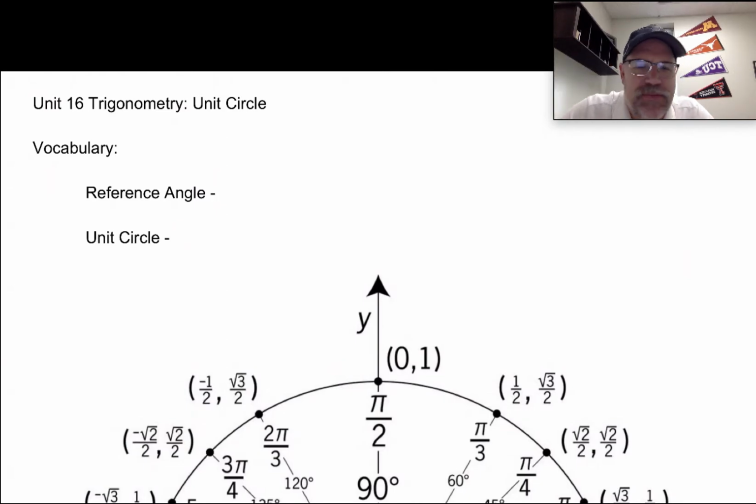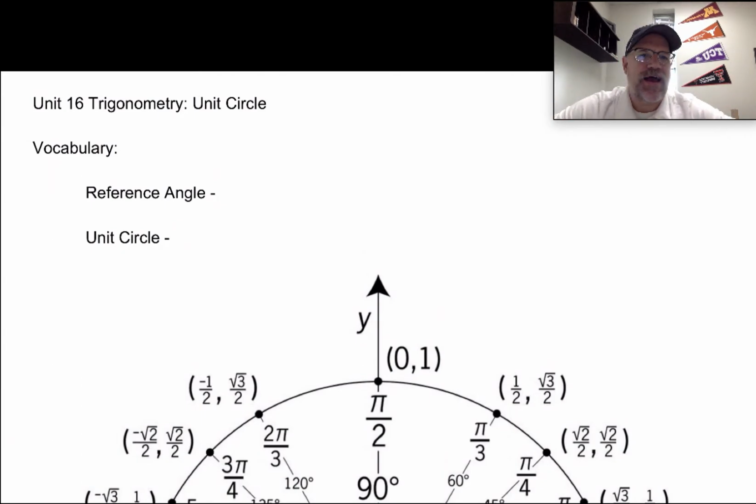Unit 16. I mean, can you get happier than this? I'm not. I mean, this is it, man. Finishing it up. I got to be honest with you, I only did this because I think it's cool. 100% I think it's cool.